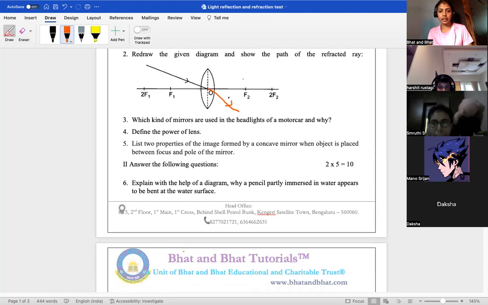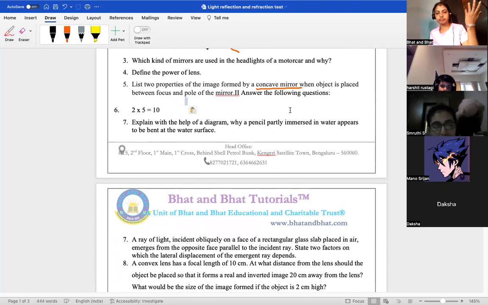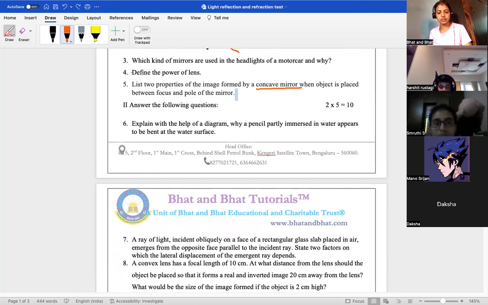Next, list two properties of image formed by a concave mirror when the object is placed between focus and pole of the mirror. So it is a concave mirror and the object is placed between focus and pole. So concave means this type of mirror.